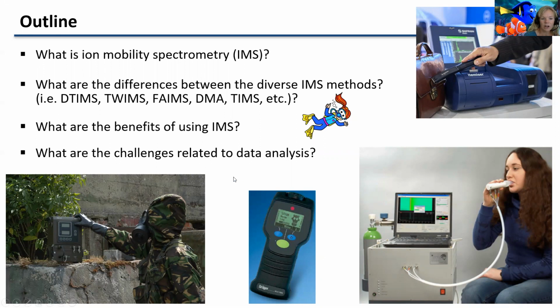It's also commonly used in the military, and you can see some of these handheld devices. They actually have backpack versions or other handheld devices that people in the military can carry around to get these explosive readings so they know if they're in a dangerous area. It's also being used with different breath analyses, so this is another exciting area for ion mobility.